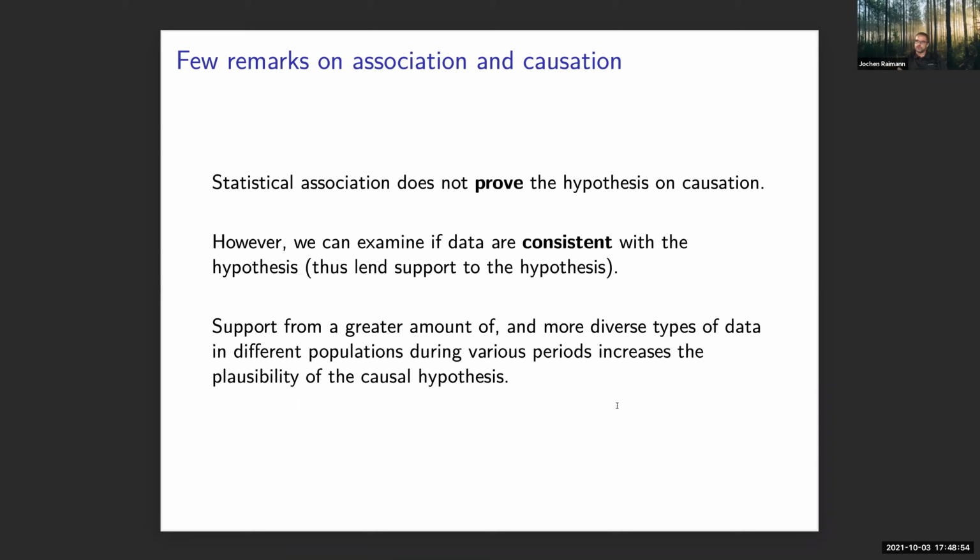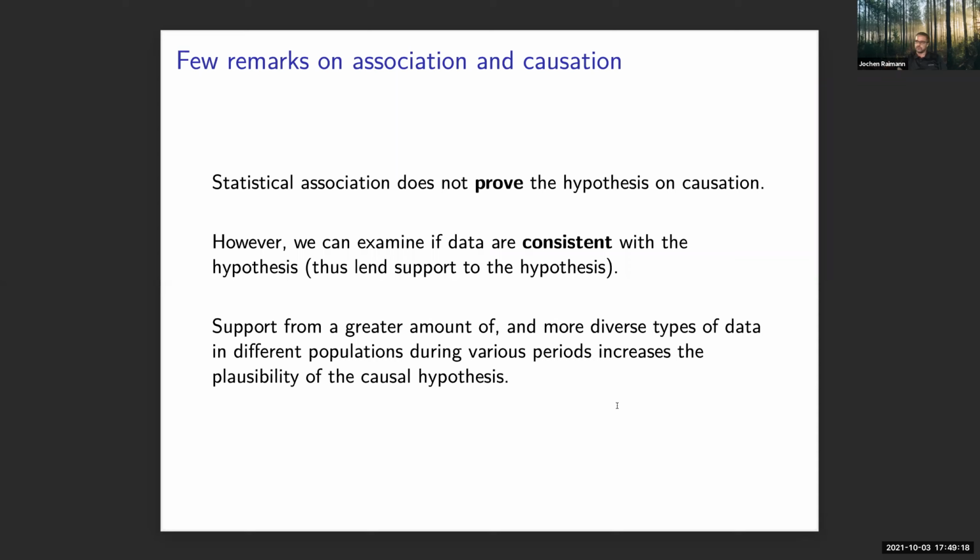And then a few remarks on association and causation. Again, statistical association does not prove the hypothesis of causation, but we can examine if the data are consistent with the hypothesis, and just lend support to the hypothesis. This is a nice terminology which I would very much like for you to memorize: it lends support to the hypothesis, the alternate hypothesis.